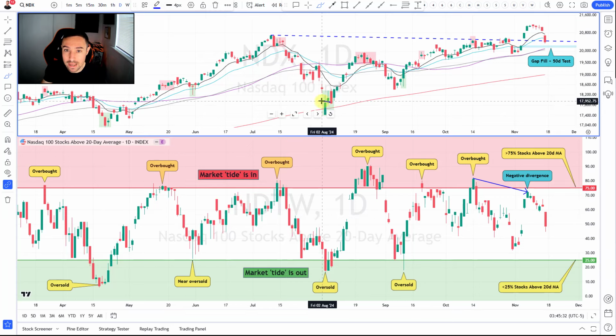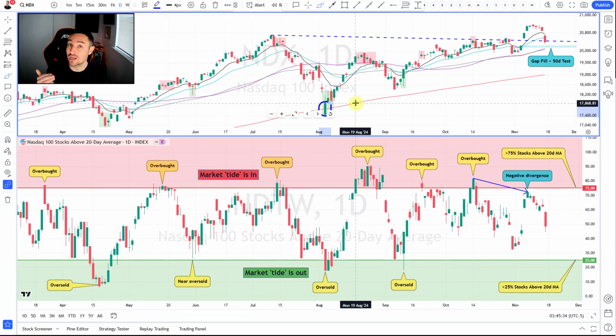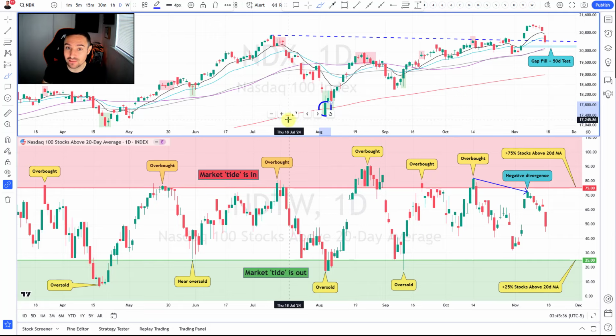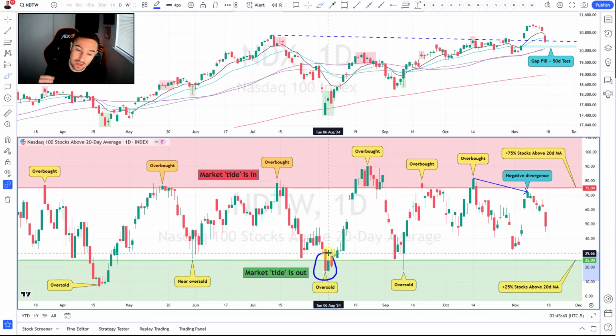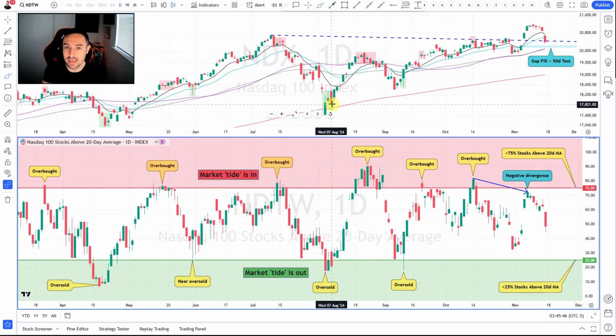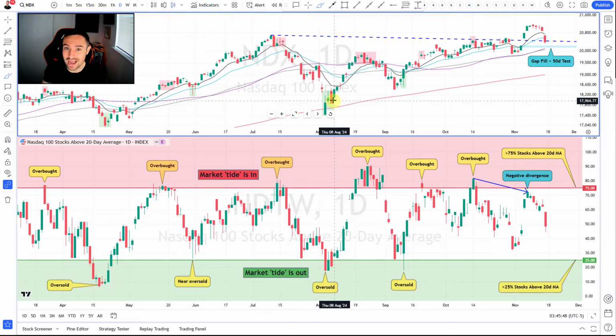So then you can see down here on the August 5th low, you get what I call a gap down reversal bar at the 200-day as well. And it also coincides with an oversold reading on the NDTW, the NASDAQ 100 stocks above their 20-day moving average. So not only are you getting an oversold reading here, you're getting a big gap down reversal at the 200-day as well. That market tide is now out.